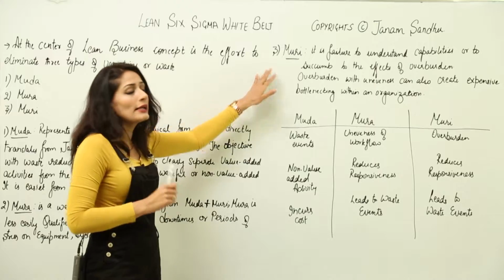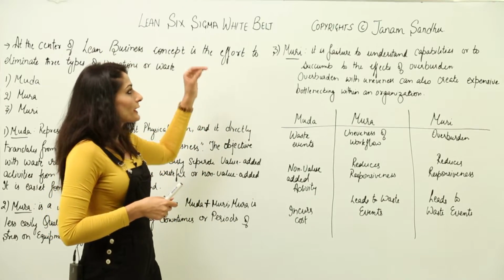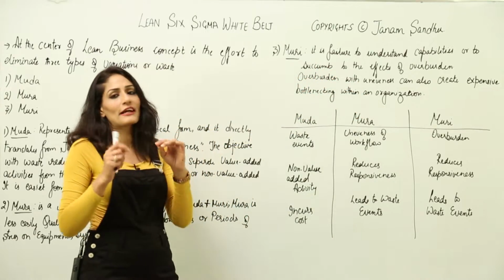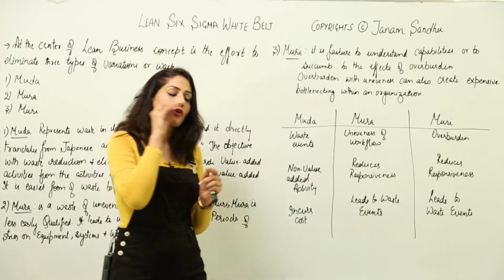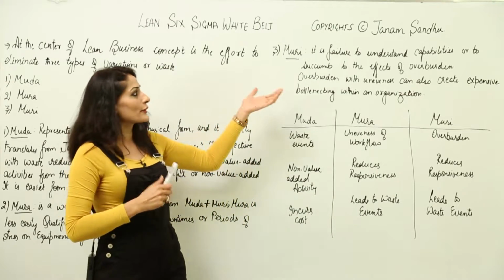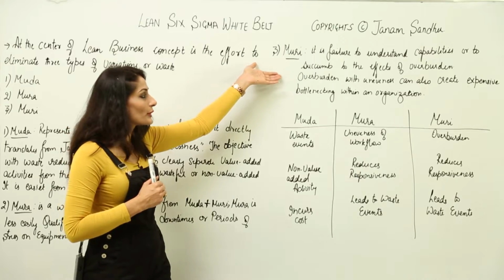Then comes Muri, the third form of waste. It is a failure to understand the capabilities, or to succumb to the effects of overburden. If you are overburdening your processes and you are not understanding that, the kind of waste which is generated is called Muri.